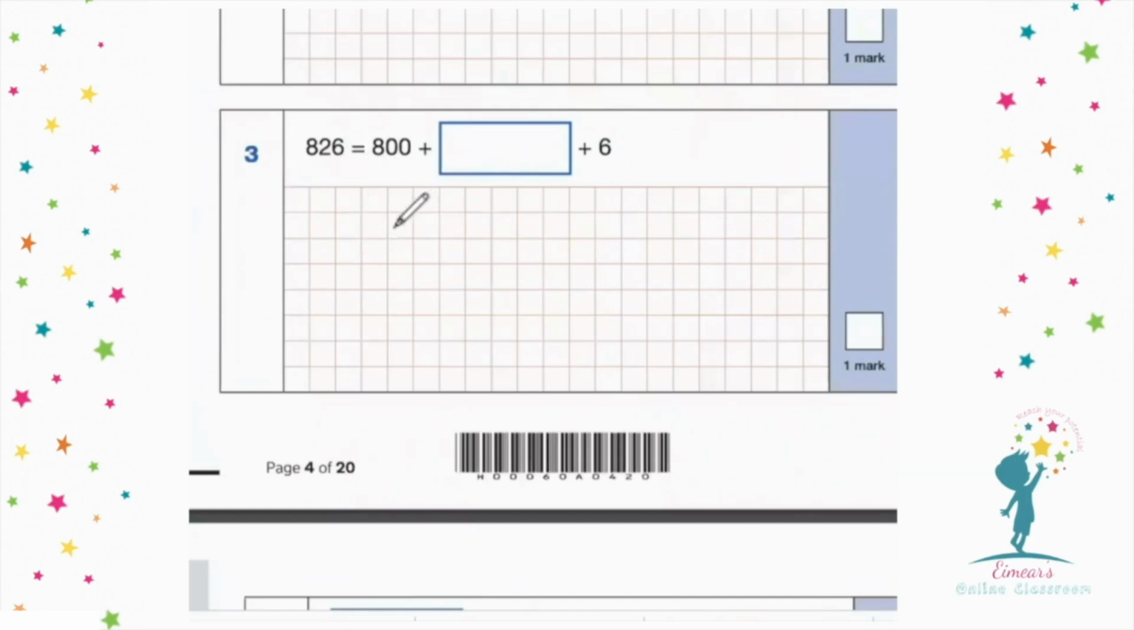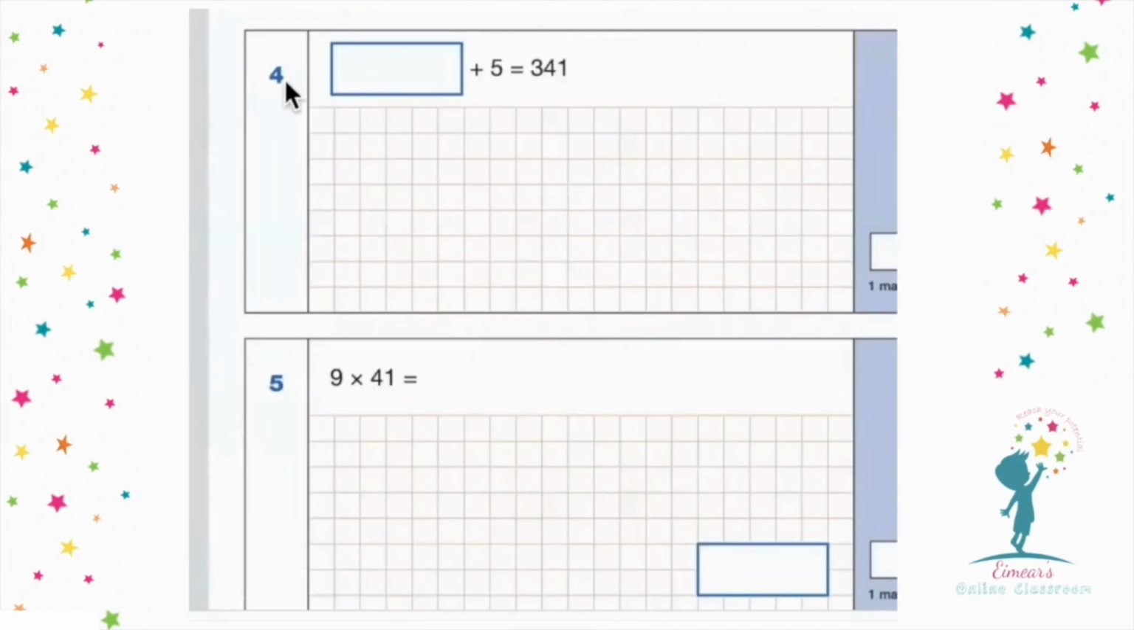Number 3 is 826 equals. So this is about partitioning the 826. We have equals 800 plus 20 plus 6, 826. The question 4 is, what plus 5 equals 341?